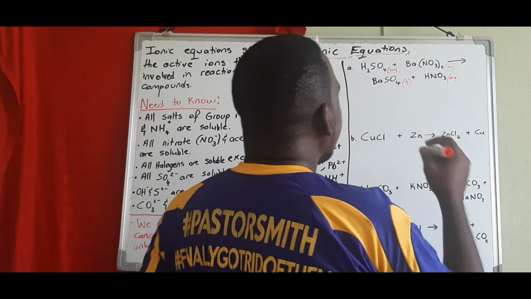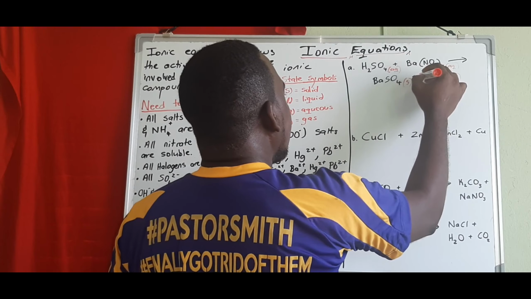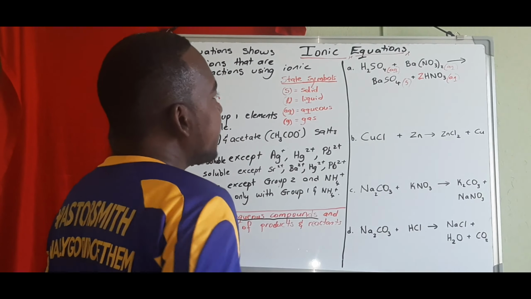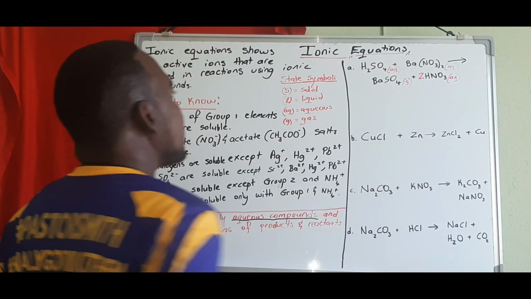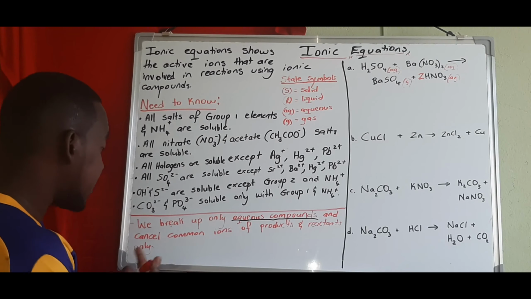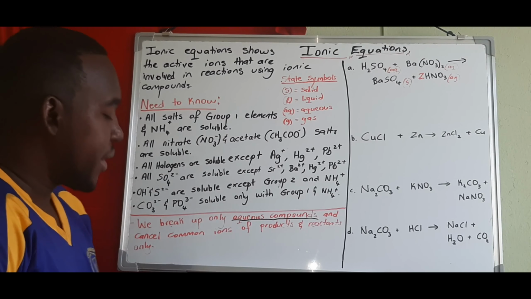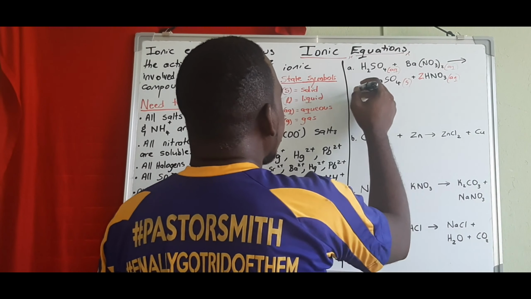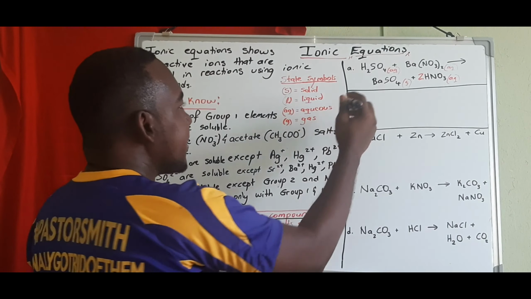So in balancing this, we put a 2 here to balance the H's, right? So we have 2H, 2H there, 2NO3, 2NO3, 1 barium, 1 sulfate, right? So that's balanced there. Now the next thing is this part. We're going to split all our aqueous compounds, right? So in splitting our aqueous compounds, let's hope we can have that space there, right?